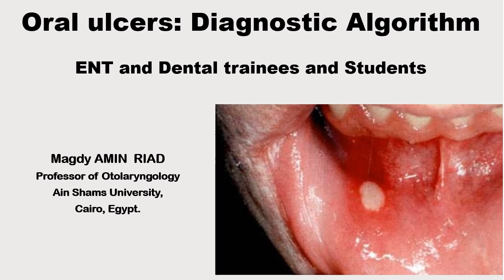Oral ulcers are very common. A USA study showed that the point prevalence is about 4% of the general population. In this presentation, we shall go through more than 40 different types of oral ulcers and use a very simple diagnostic algorithm in order to help in differentiating the diagnosis.